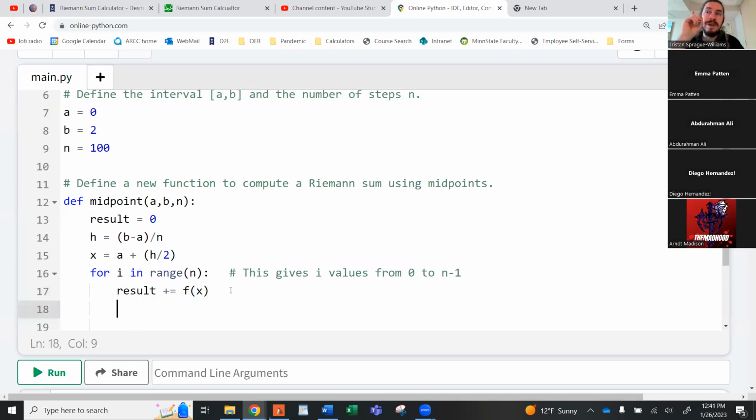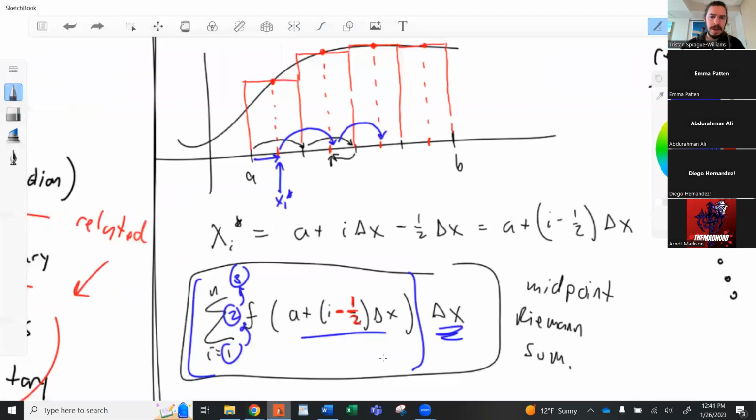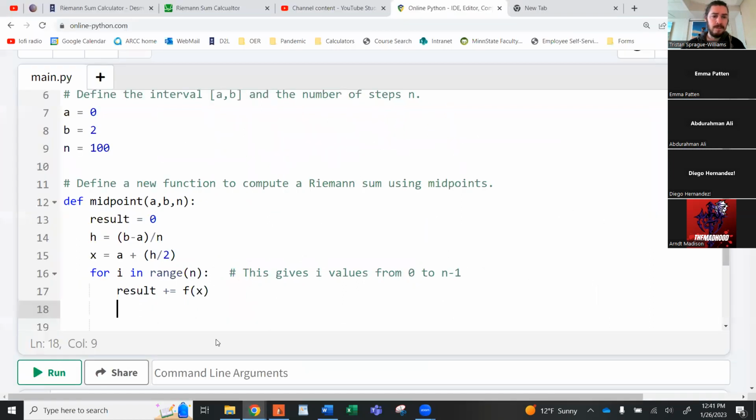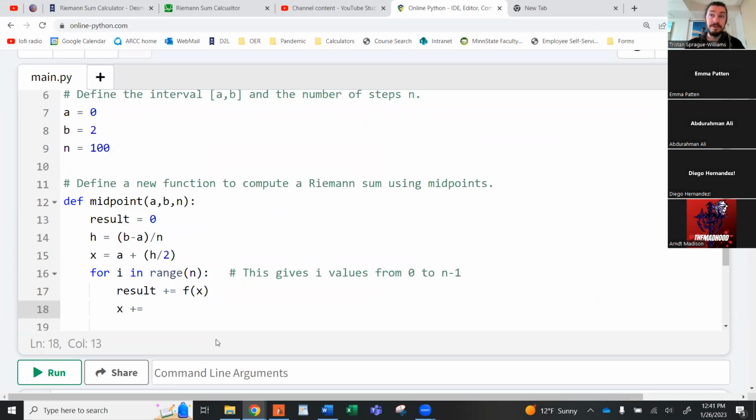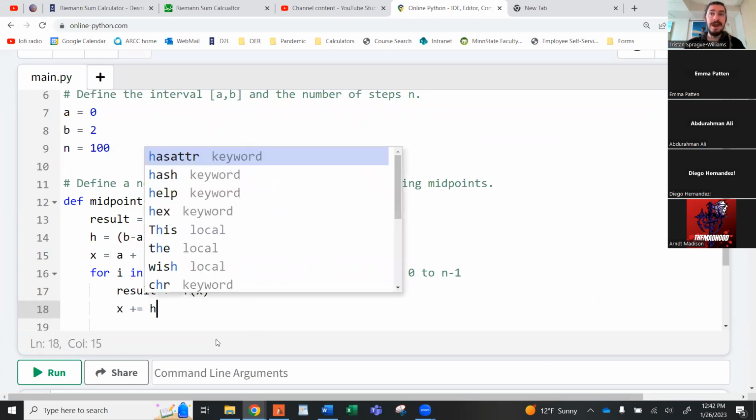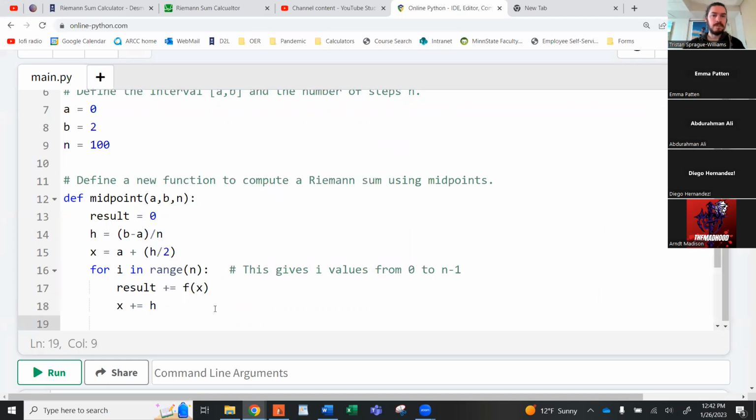So we've done that. We've updated the result, and then the other thing we need to do is take our sample point here and push it one step down the line so that it goes to the next point. So to do that, we're just going to take x, whatever it used to be, and plus equals again, add on to it an h, which is the width, right? And that's about it. So result plus equals f of x and x plus equals h.